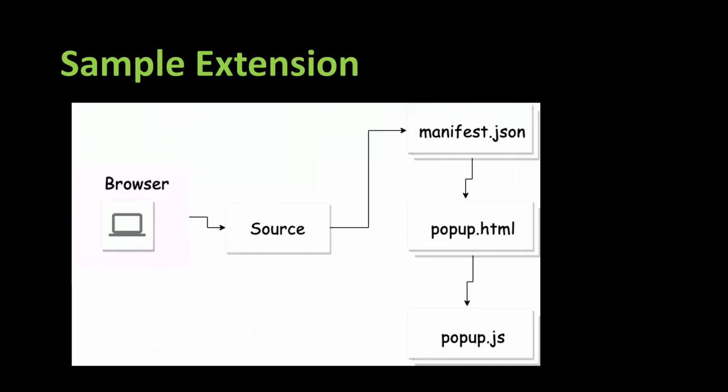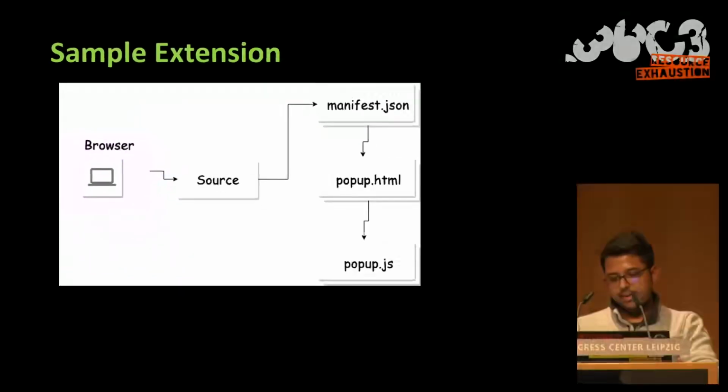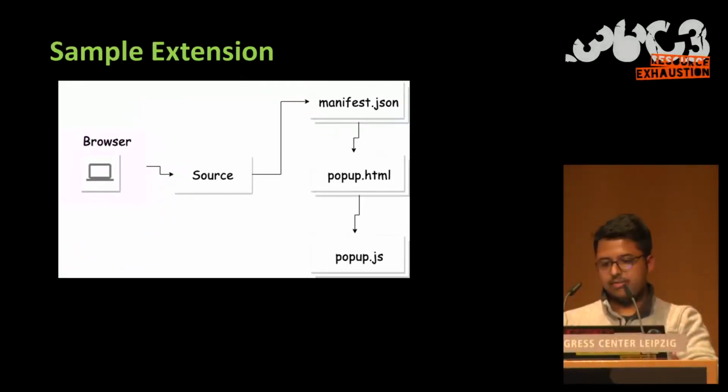Okay, so let's quickly build the extension. That will break most of the things in Edge. As I said, every extension has a manifest.json file, which has all the permissions and other configurations.